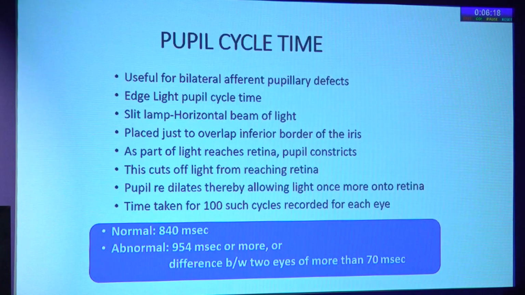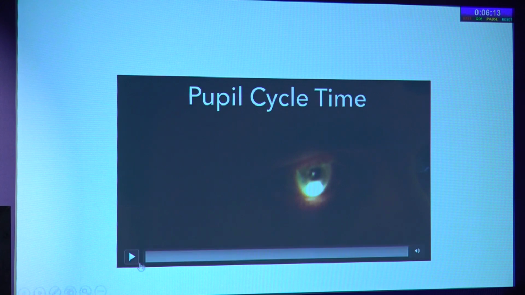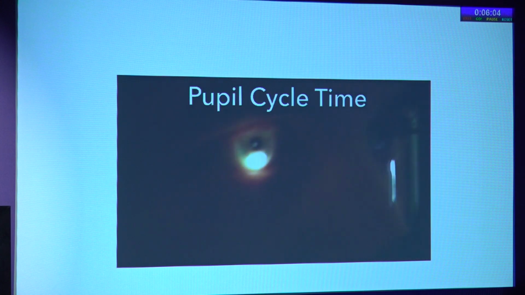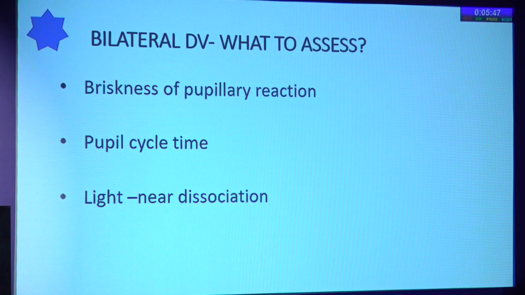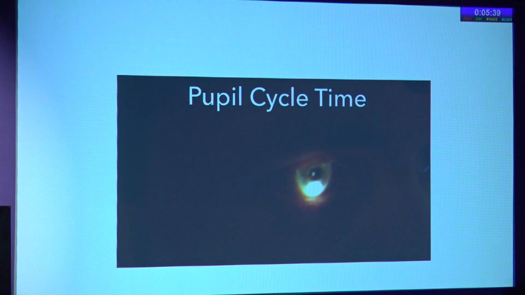So in bilateral defective vision, what is it that you actually assess? It is the pupil cycle time, which may help you. The time required for 100 cycles of constriction and dilatation is known as the pupil cycle time. It is generally around 840 milliseconds that is considered normal. Anything above 954 is considered abnormal. So that is one thing you can do in bilateral cases: the cycle time of the pupil.